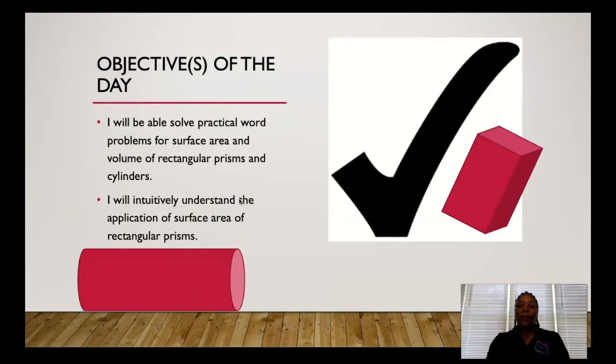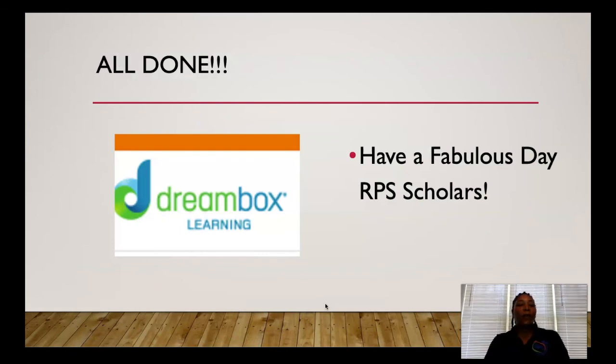Okay? So have we met our objective? I think we have. I think we have done a great job this week in showing that we understand volume and surface area of rectangular prisms and cylinders, and of course using that platform to make sure we intuitively understand how we get the surface area formula. So we of course are done for today.